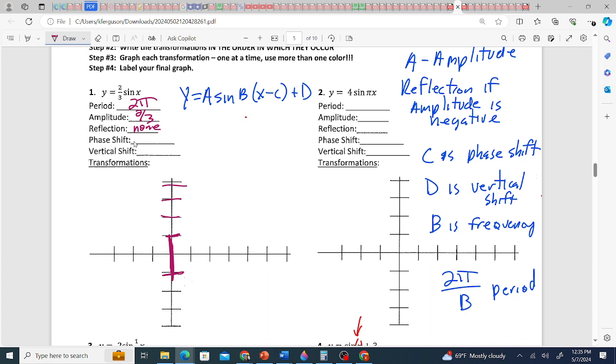The vertical shift for this is none because there's no number there. The phase shift for this is none because there's no number there. All you got to do is get in your head, these values right here is what we're looking at. And the only value that this thing has is the amplitude. So that's the only thing that's going to change.